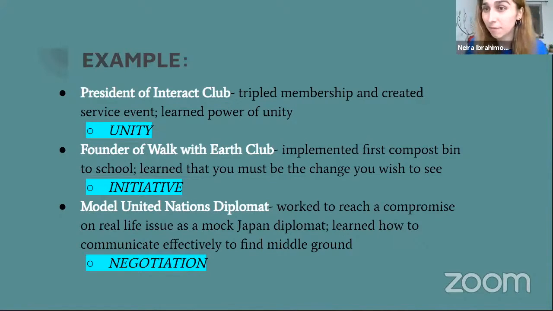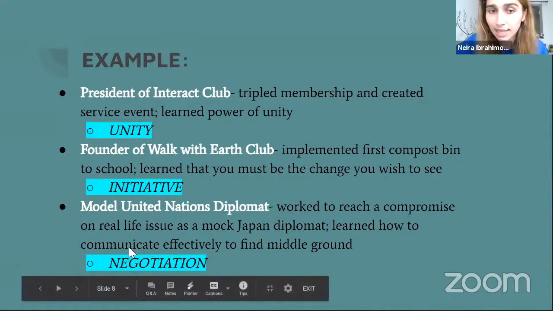And this person values unity. It's two distinct character traits from two separate essays, which showcases more of your character. As my last example, Model United Nations: diplomat, role, work to reach a compromise, lesson, communicate effectively, and then the key word is negotiation. So in this case, I would highly focus on interactions I had where I had to negotiate with students. So the theme, the main takeaway for the readers is that I'm a good negotiator.